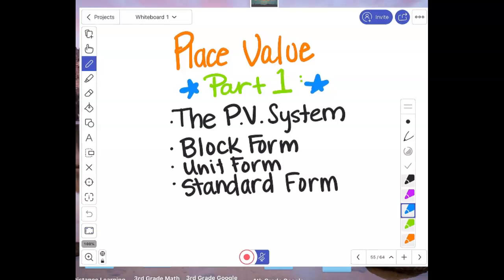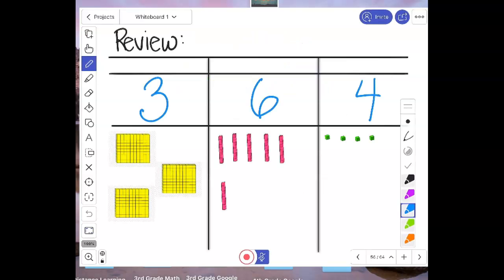So today in part one, we're going to focus just on our place value system, what block form is, what unit form is, and what standard form is. And then later on in subsequent parts, we're going to talk about some other ways that we can express numbers in our place value system. So I'm going to start out with a review of things from second grade, and then I'm going to extend it to what you're expected to know in third, and then going forward, of course. So we're going to start with reviewing.